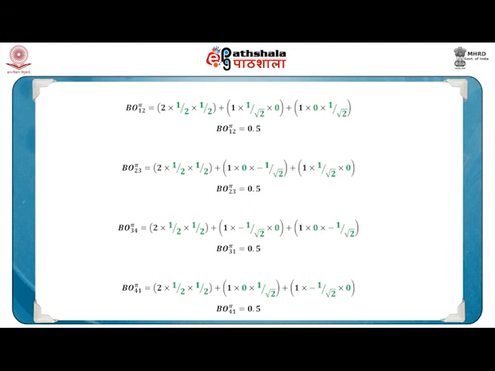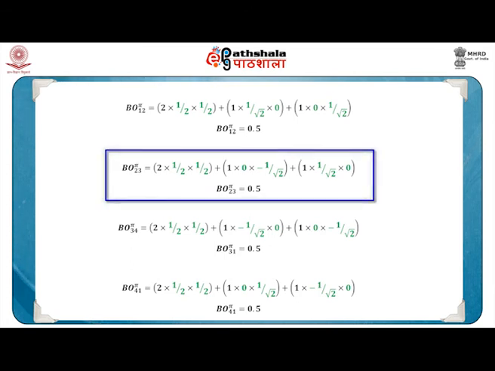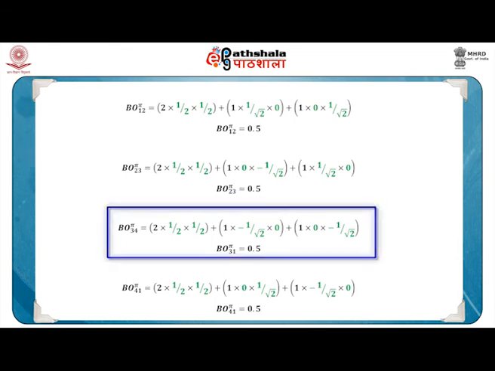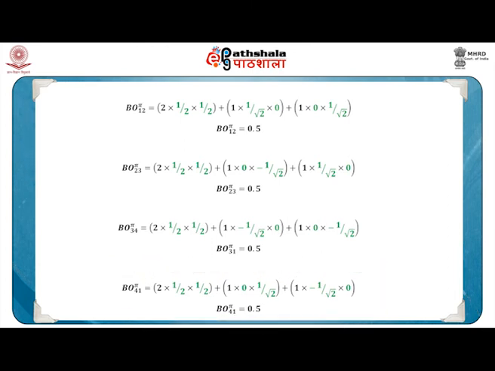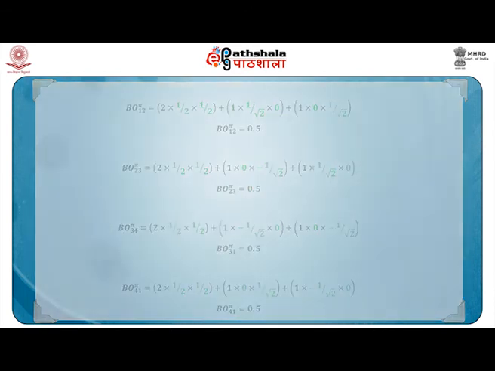Similarly, the bond order between 2 and 3, and 3 and 4, both come out to be equal to 0.5. And the bond order between 4 and 1 also comes out to be 0.5. What does this show? This shows that all the bonds in cyclobutadiene are neither single bonds nor double bonds. All the bonds have character intermediate between single and double bonds.